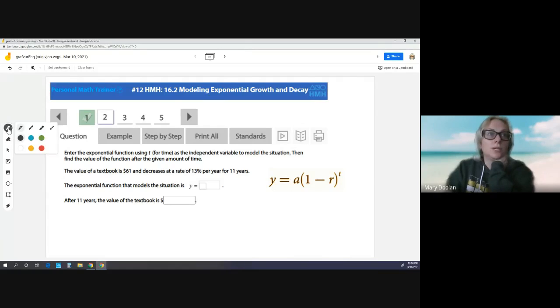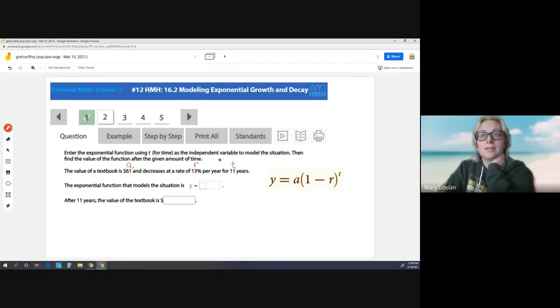We're going to go through and identify what's our a. Value of the textbook is $61. So that's what it's starting at. That's our a. It decreases at a rate of 13%. This is our r. And then this is per year for 11 years. And we want to know after 11 years, how much is it worth? So 11 is our t. That's our time. All right, so identify your variables first.